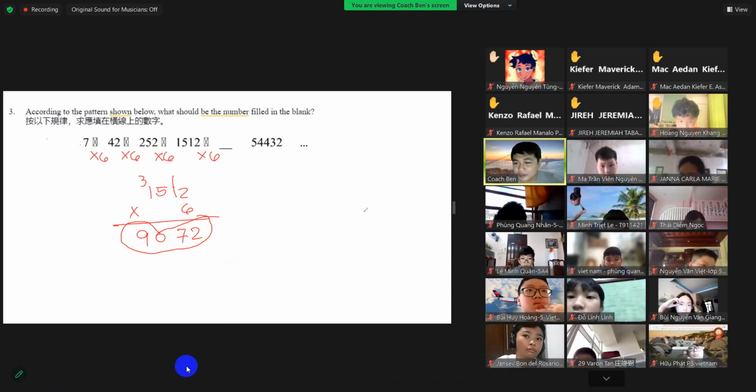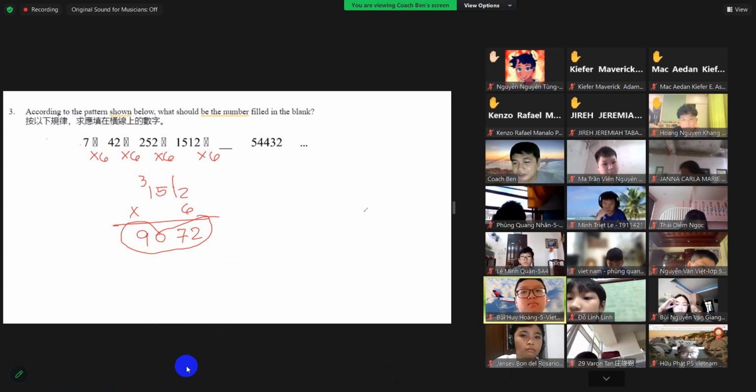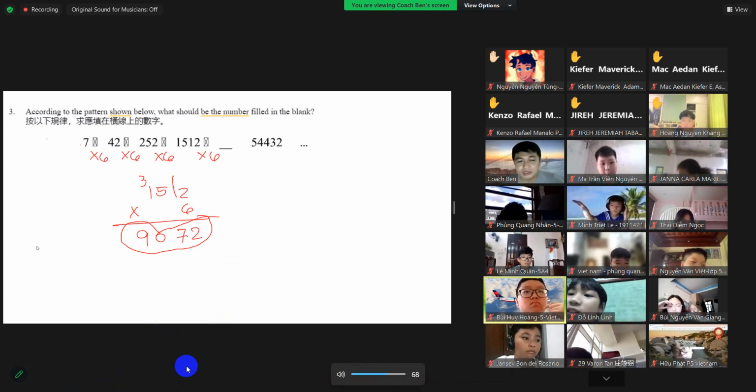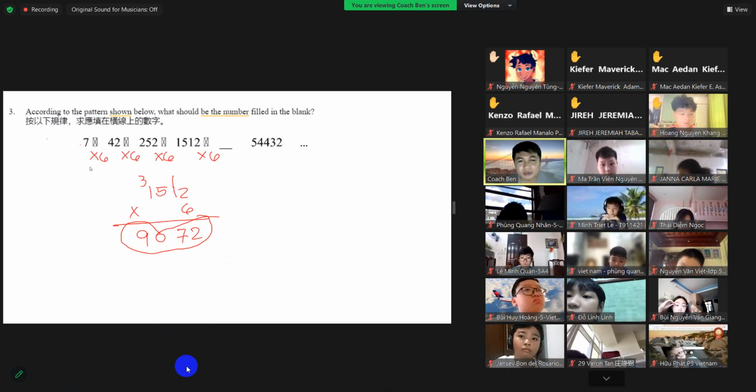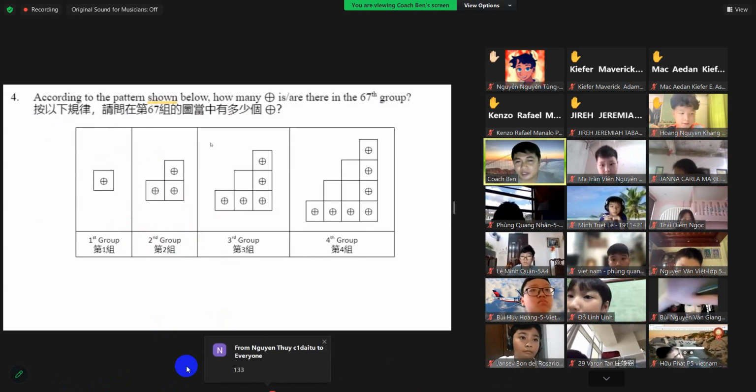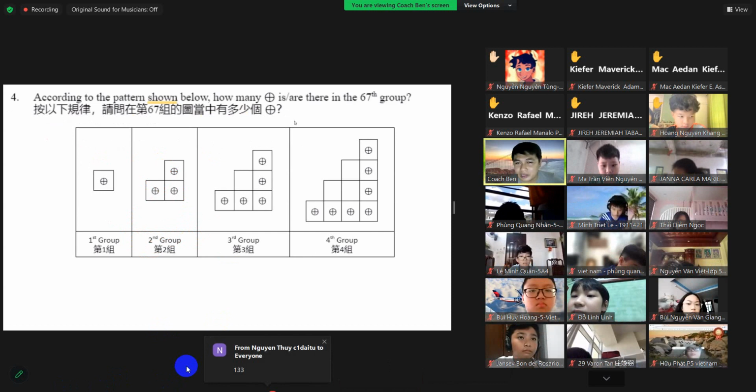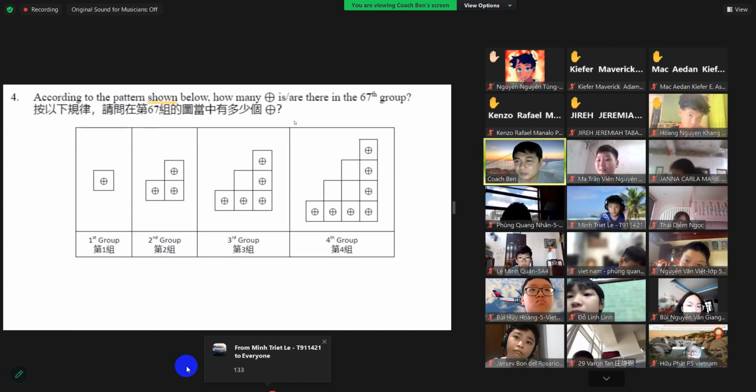Are there any questions for number 3? No, teacher. Okay, very good. Okay, let's move on to number 4. According to the pattern shown below, how many circles is or are there in the 67th group?